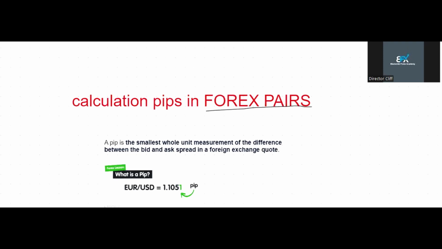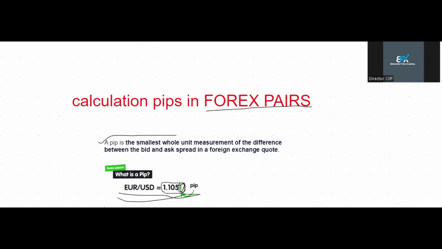A pip is actually the smallest whole unit measurement of the difference between the bid and the ask in a foreign exchange quote. Okay, so you need to know that we have an example right here showing euro dollar, and the quote of euro is equal to 1.1051, and the digit that is referred to as a pip is actually the fourth digit. So every time you see a quote like this one, the fourth digit, that is what is referred to as a pip.